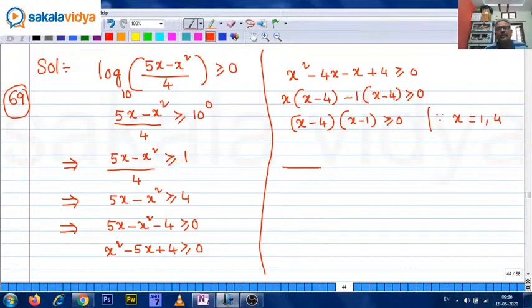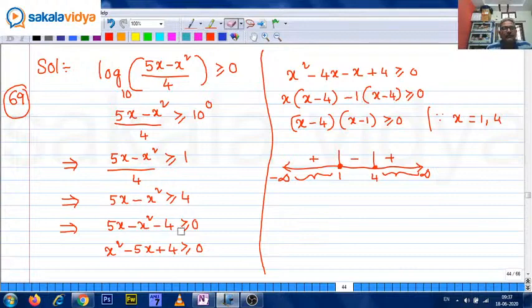Okay, take a number line. This is negative infinity, this is positive infinity, 1, 4. Wavy curve method. This is plus sign, minus sign, plus sign. We need plus here to here and here to here. So 1 is included and 4 is included. Understood now? But actually I made a mistake here.